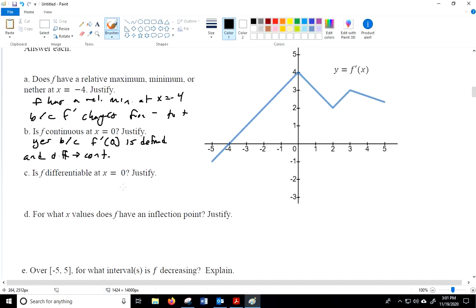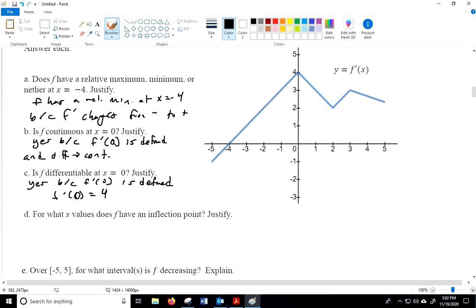Is f differentiable at x equals 0? Well, this is kind of a gotcha question that a lot of people miss. Yes, f is differentiable. It's not twice differentiable. The derivative is not differentiable there. That's a shortcut, but that's f prime. F is differentiable at x equals 0 if f prime is continuous there. So is f differentiable at x equals 0? Yes, because f prime of 0 is defined. It's totally differentiable there because it has a value. In fact, f prime of 0 is equal to 4.